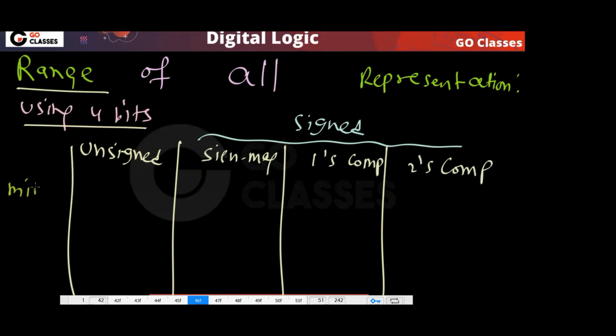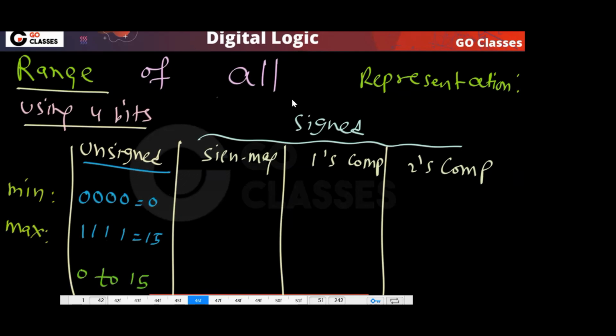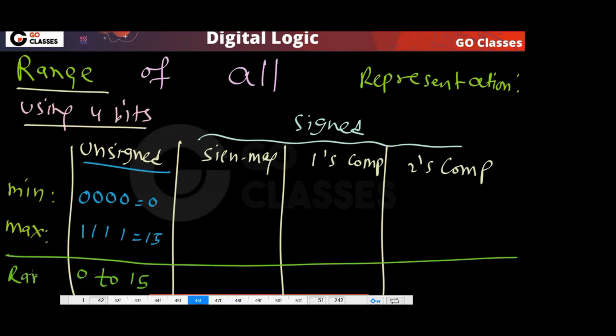What is the minimum? Tell me. And what is the maximum? In unsigned, if your number is unsigned, then minimum will be 0, maximum will be 15. So the range is what? Tell me the range. So range is 0 to 15. This is the range.